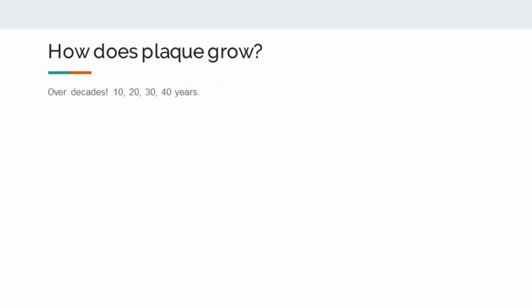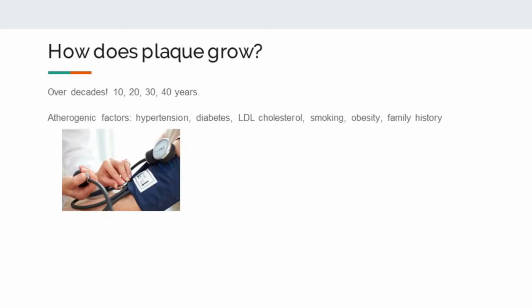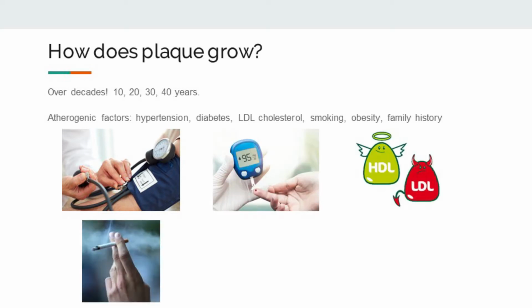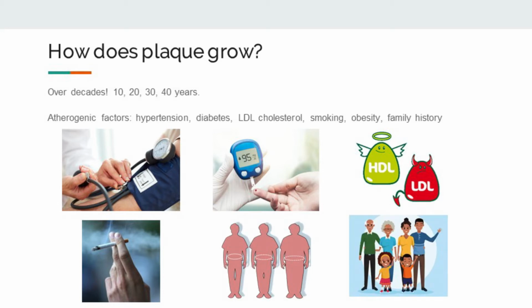So how does plaque grow? Over years and years and years. That's why patients with CAD tend to be older, in their 60s, 70s, and beyond. Atherogenic factors or risk factors for developing CAD include hypertension, diabetes, hyperlipidemia, tobacco use, and obesity, as well as a family history of CAD.